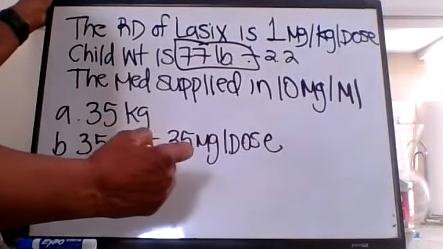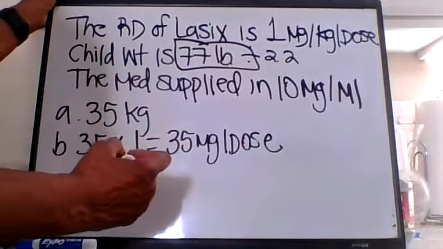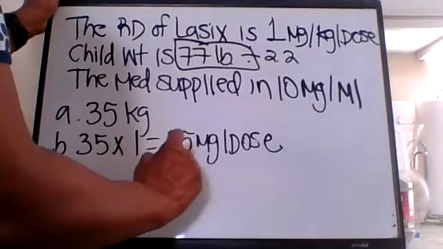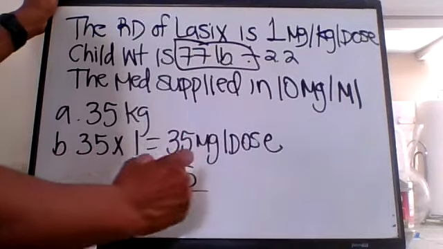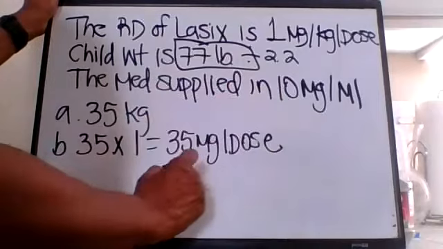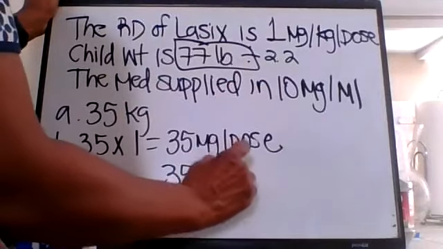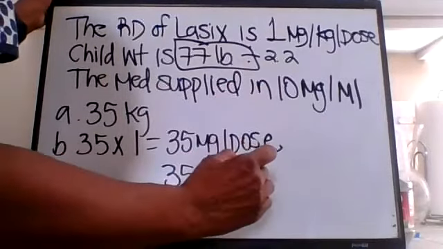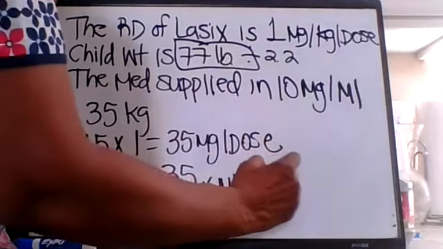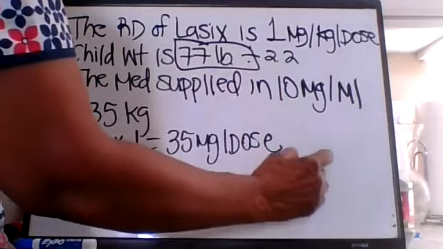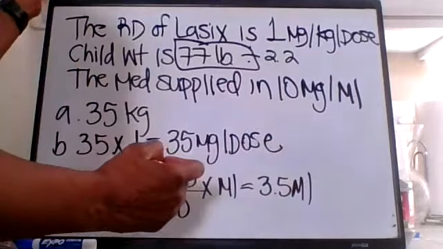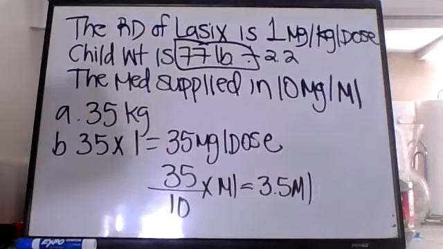All right, and it also says how many milliliters will be administered for each dose. We take the 35 milligrams for the child, we divide it by what we have on supply times milliliters, and the answer comes out to 3.5 milliliters is our answer. Okay, awesome. I'll add some more of these calculations later.